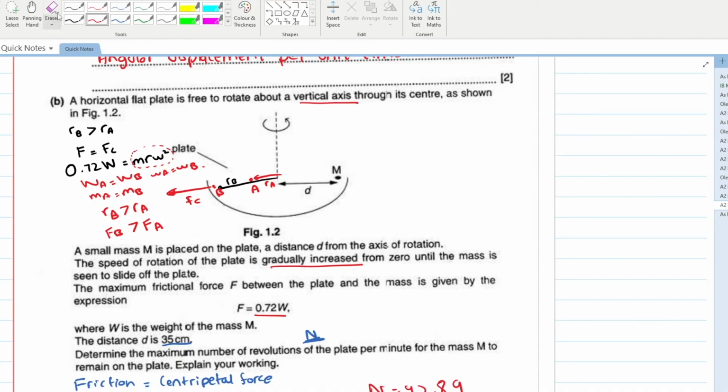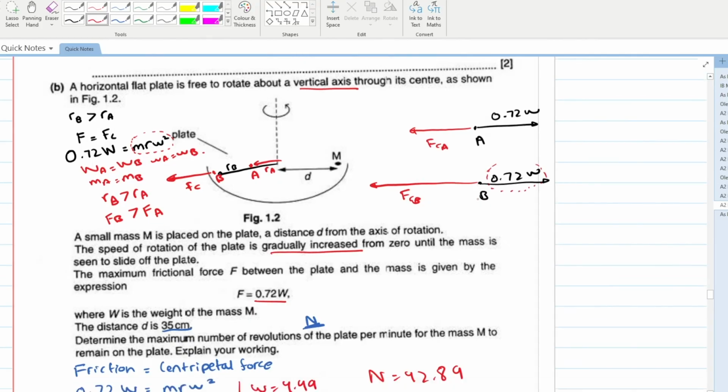Basically what is happening is both A and B are experiencing the same friction force, that is 0.72 W. Both of them are experiencing the same friction force towards the center. But B has a larger centripetal force compared to A. What will happen? B will overcome this friction easily and will fly off earlier.